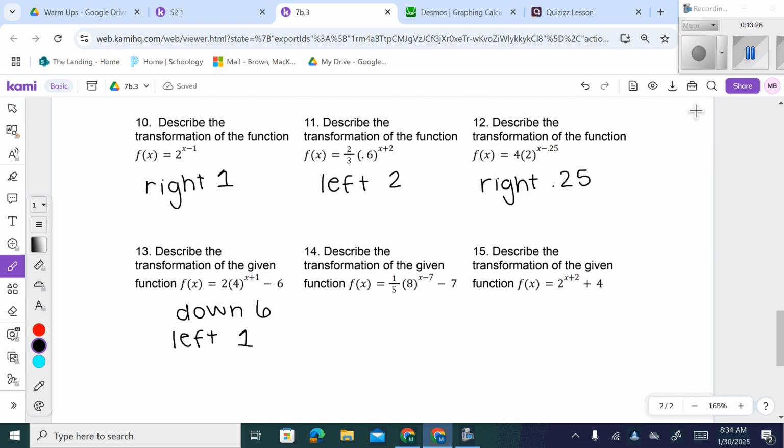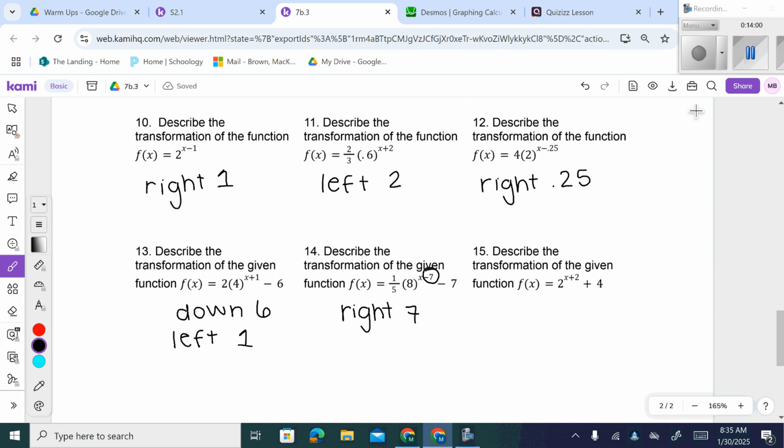I've got, how many things are happening to this function? 3. Okay. Give me one thing that's happening. Riley, one thing that's going on number 14. Right 7. Okay, y'all, we go right 7. What part is giving me right 7? The H. So what's up here in the exponent?